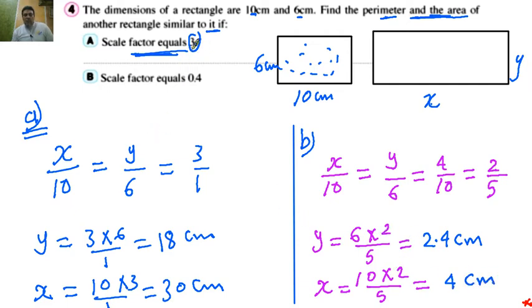When the scale factor is 3, that's a magnification, and the two dimensions become bigger than the original dimensions. When the scale factor is 0.4, less than 1, the rectangle is minimized, a reduction, and the two dimensions become smaller than the original dimensions.